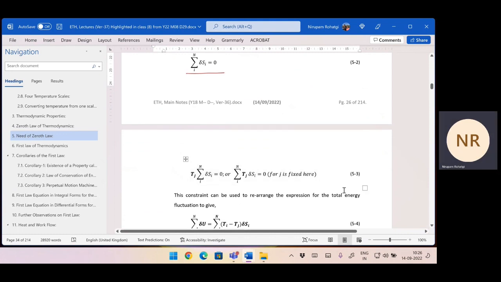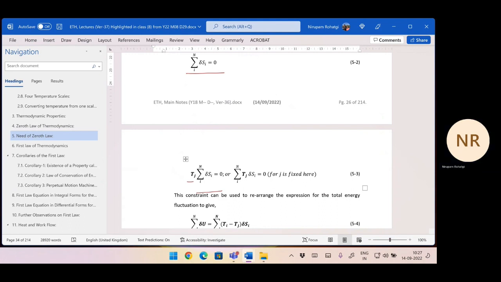So what you get is, you can write also this, that you multiply this equation by Tj. Okay. So j is one of the i's. So there are n bodies, 1, 2, 3, 4, 5, 6 up to n. j is one of them. Delta Si means entropy change of body i. Okay. Multiplied by Tj. Tj is constant, because that is one particular body.